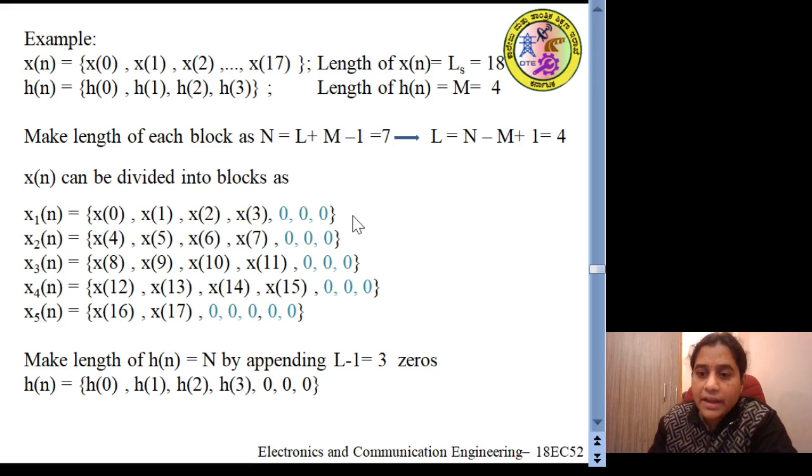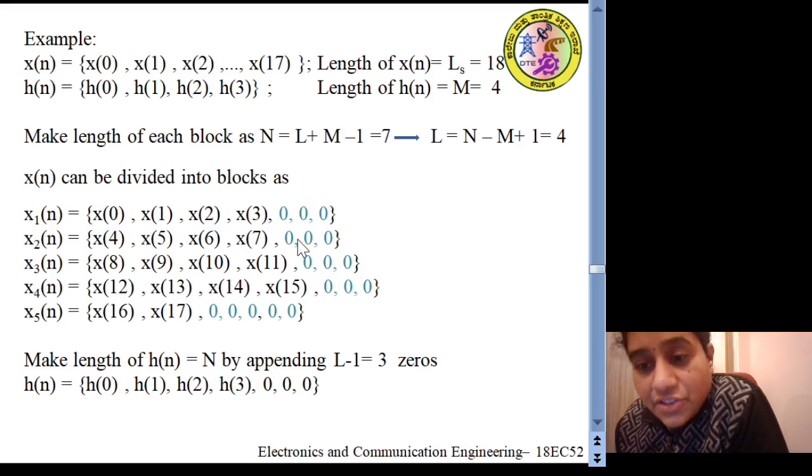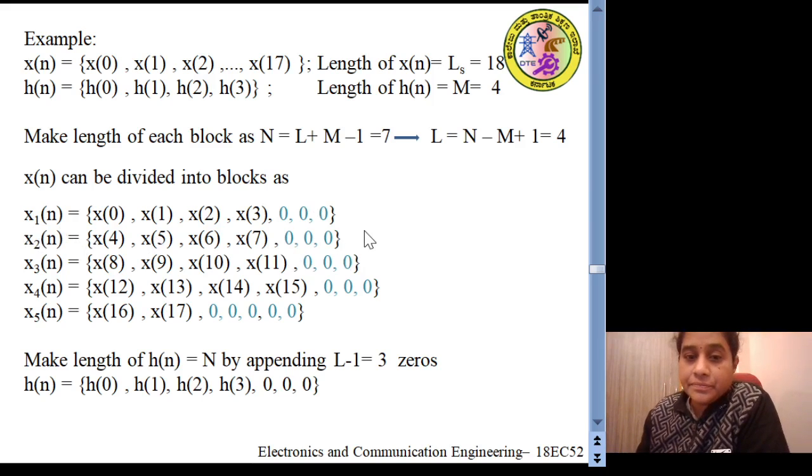See, in blue color I have highlighted these 3 zeros. Blue zeros are appended zeros for the first block. Similarly, the second block will consist of the remaining L samples, that is 4 samples, x of 4, x of 5, x of 6 and x of 7. This has to be appended with a number of zeros such that the length of this particular block will be 7. So again, 3 zeros we are appending here.